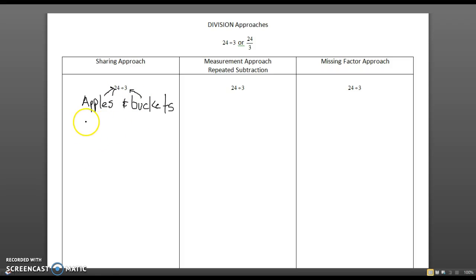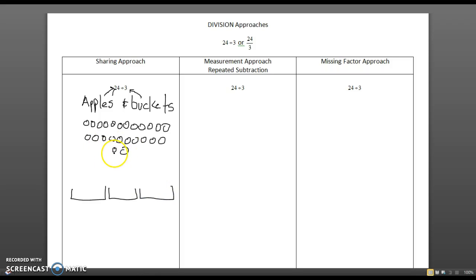So we have 24 apples. Regretting making the number so big. And we have 3 buckets. So this is, how do I get these apples into the buckets so that I'm sharing them evenly? So it's kind of the one for you, one for you, one for you, kind of the card dealing approach, if you will. All right, so I'm not going to draw all the arrows.